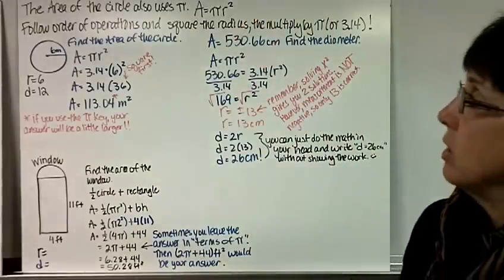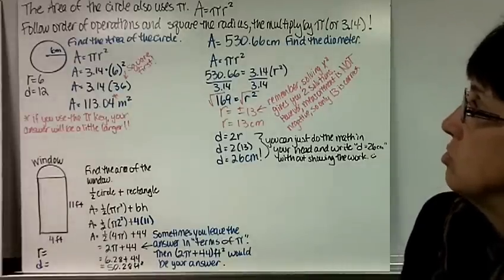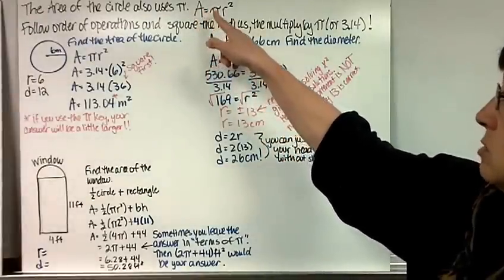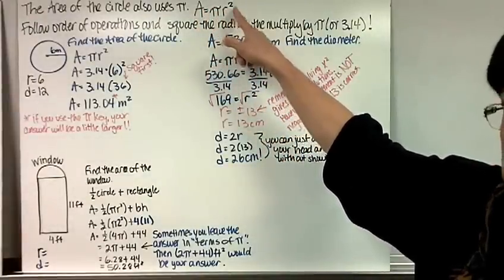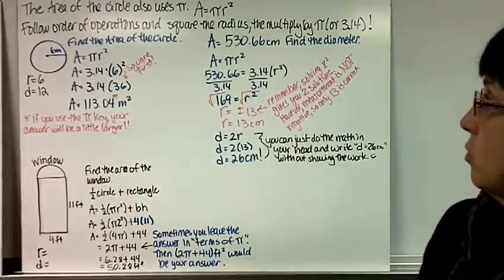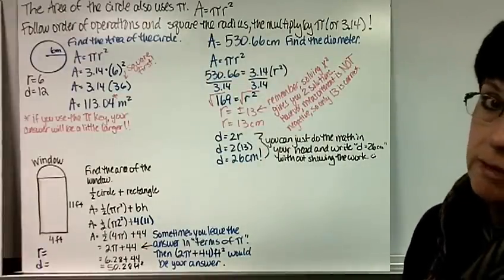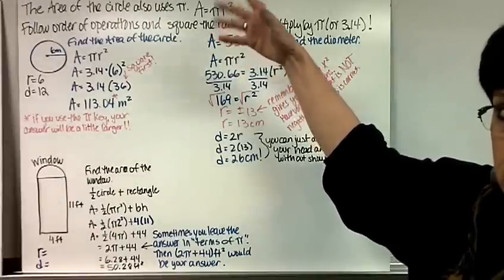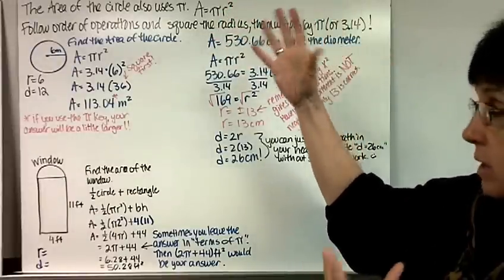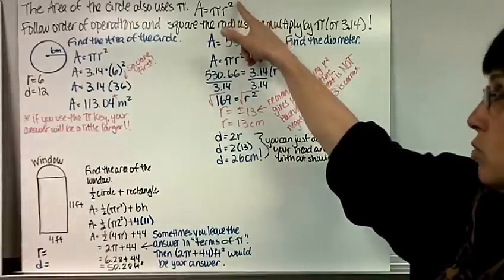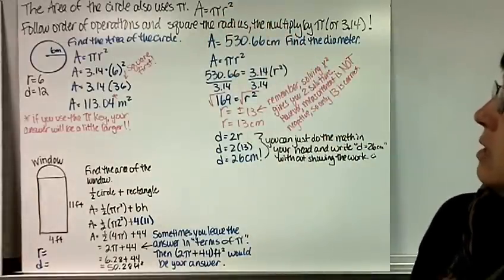Now we're going to talk about area. The area of a circle also uses pi, and the formula is area equals pi times the radius squared. And you must follow the order of operations and square the radius, then multiply it by pi. You don't do 3.14 times whatever your r is and then square that product. Follow order of operations: radius squared, then times pi.